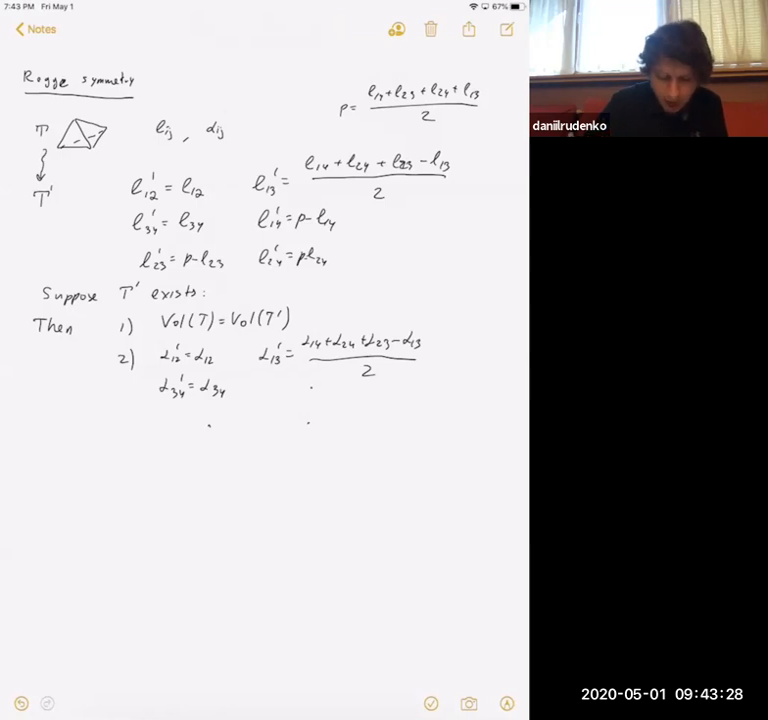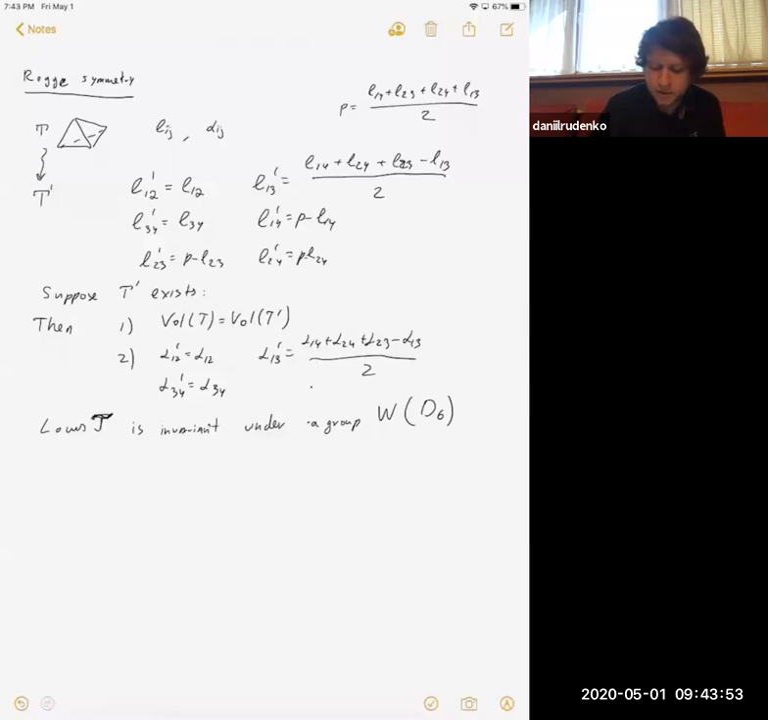Basically, I will show that this locus T, the curve T from the previous slide, actually is invariant under a group, the Weyl group of the root system of type D6. So basically different parts of the group correspond to S4, just relabeling the vertices of the tetrahedra.